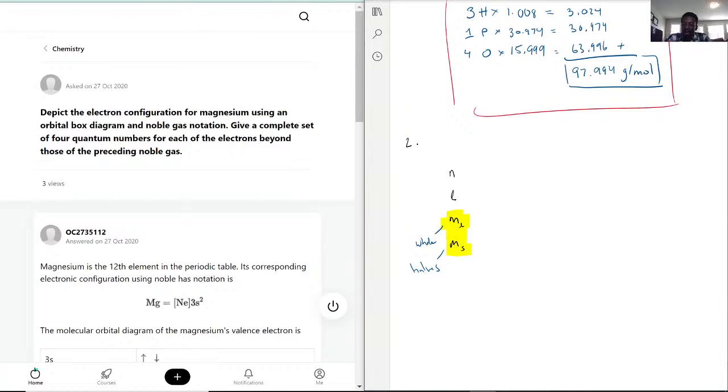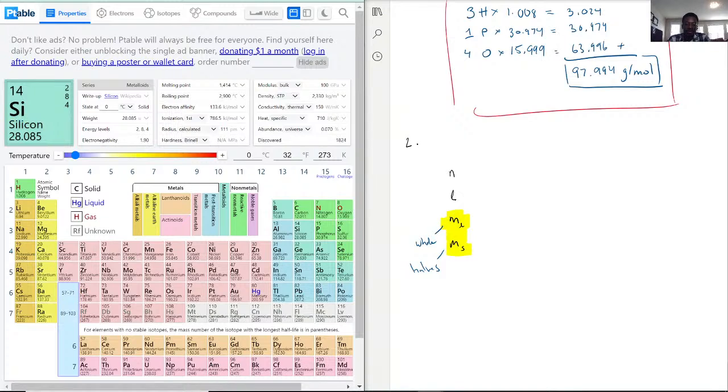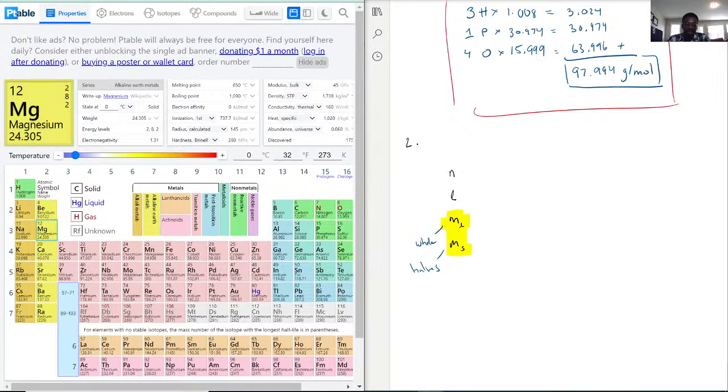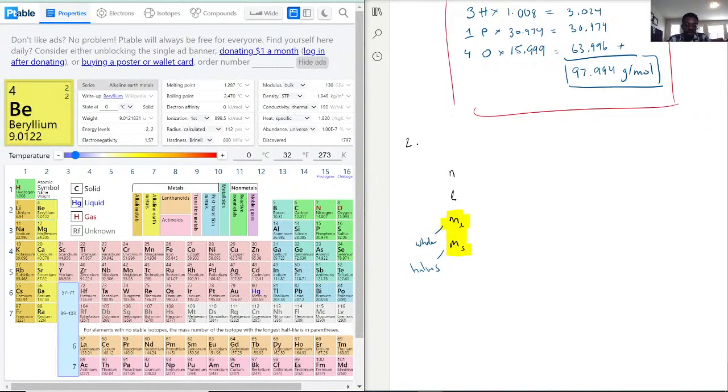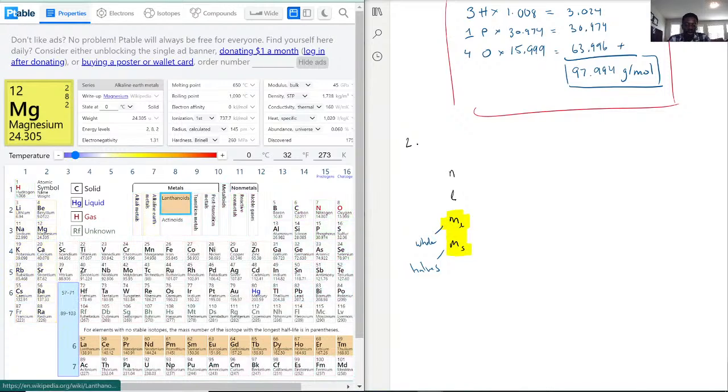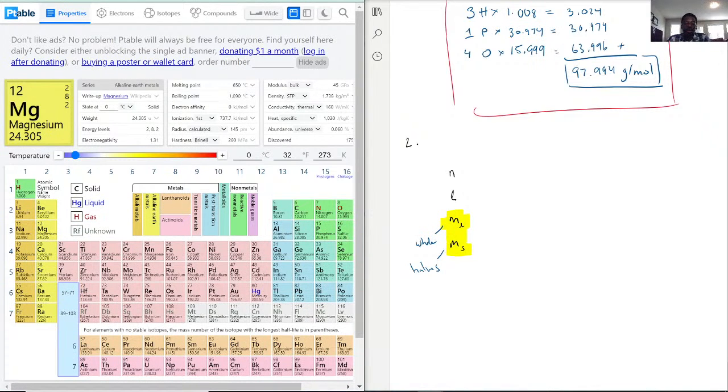Okay? But before we delve into that, the question first is asking for the electron configuration of magnesium. So with that being said, let's look at magnesium. It is on the 3rd row, 2nd column. So they said using the noble gas, right? Meaning that you want to start on the most recent noble gas before you get to magnesium.